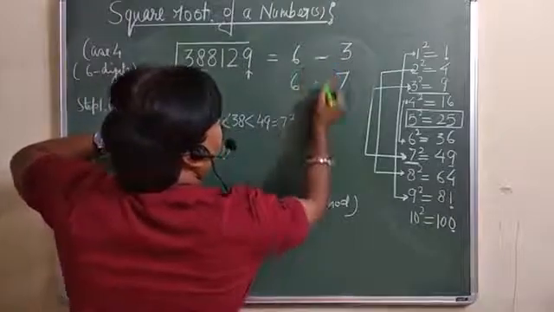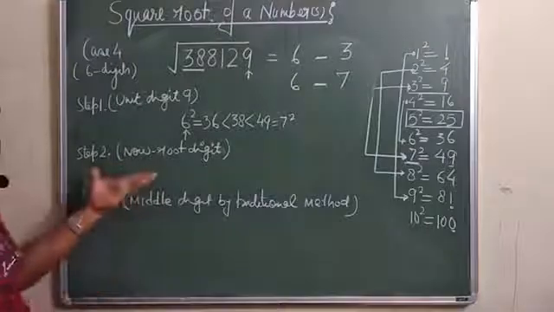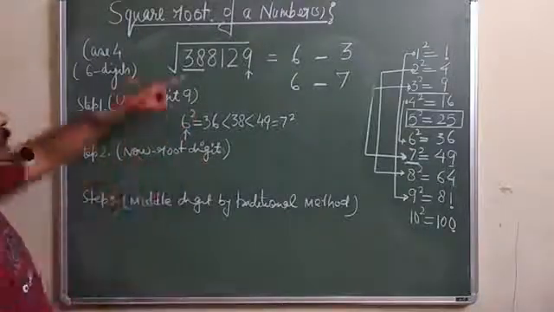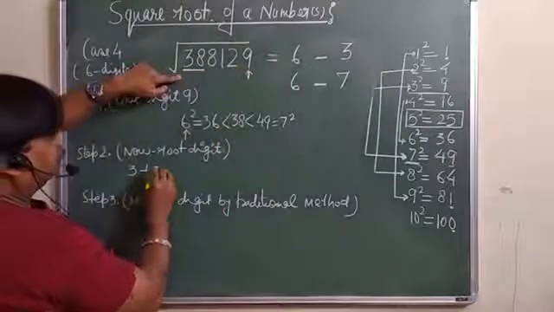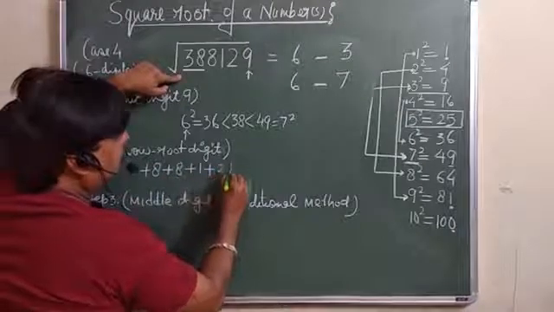So it means the hundreds place digit will be 6. But we must know the middle digit. So for that one, this method is there. In second step, you must find out the root digit. Root digit, how can you find out? Just add all these digits. 3 plus 8 plus 8 plus 1 plus 2 plus 9.